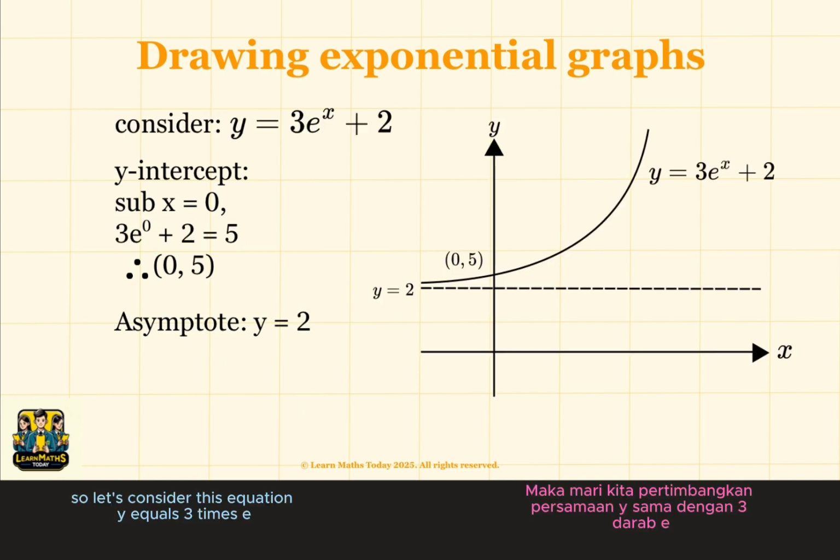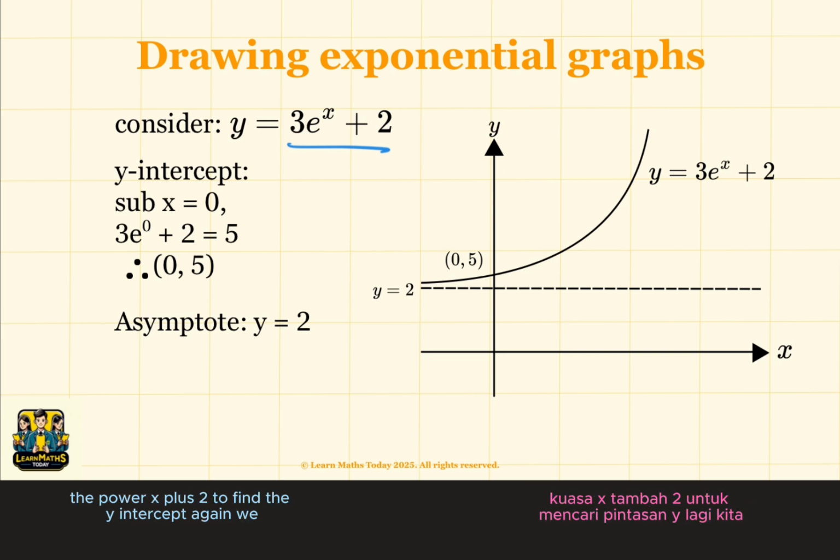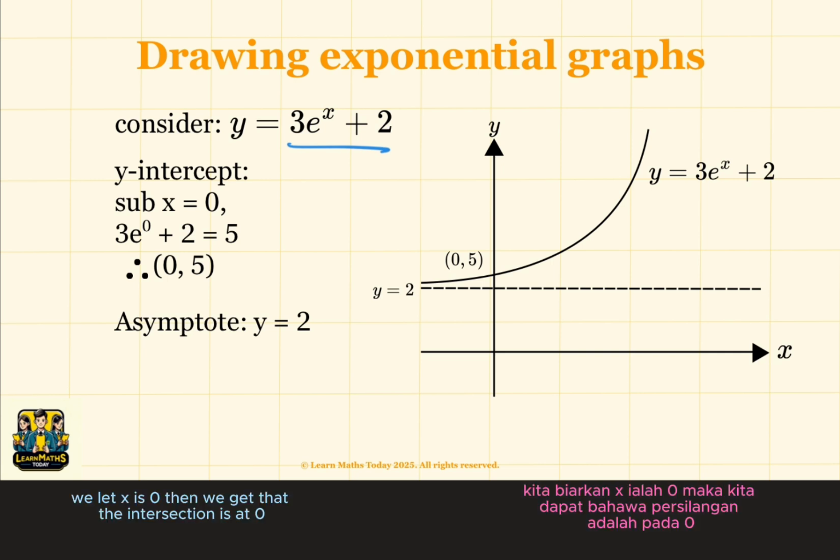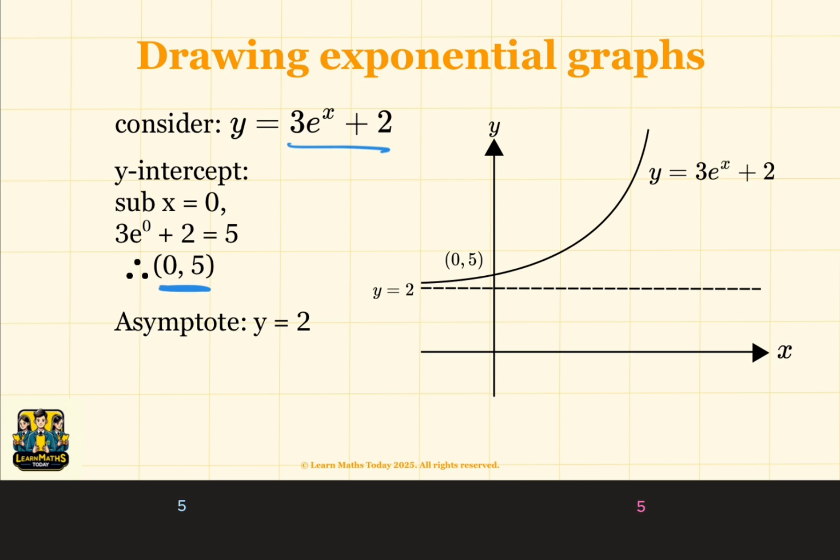Let's take a look at the equation. So let's consider this equation. Y equals 3 times e to the power x plus 2. To find the y-intercept again, we let x is 0, then we get that the intersection is at (0, 5). And then the asymptote is actually just your vertical shift. So it's y equals 2 in this case.